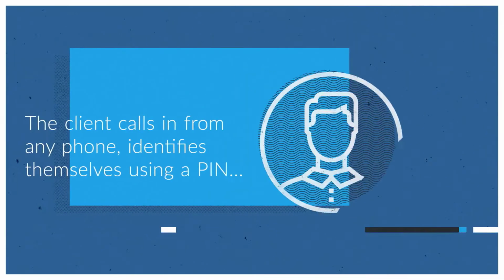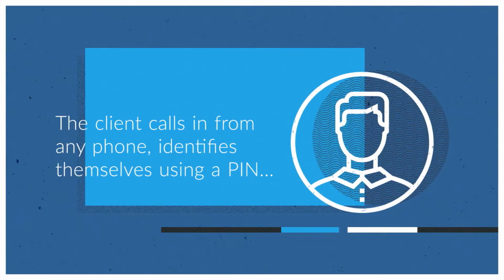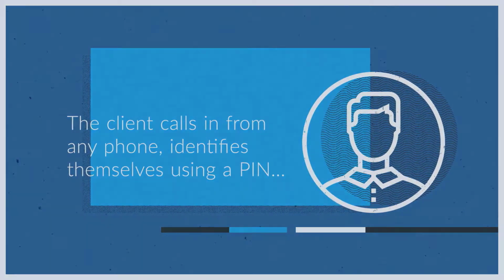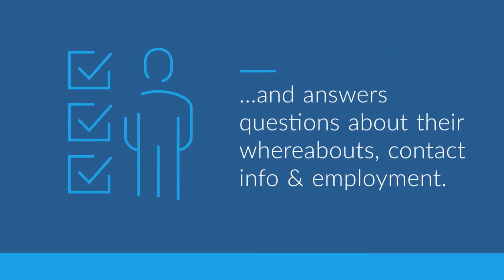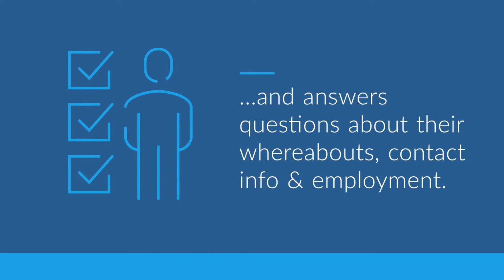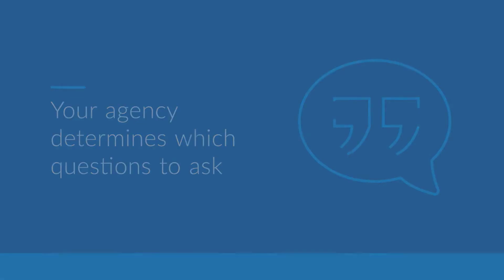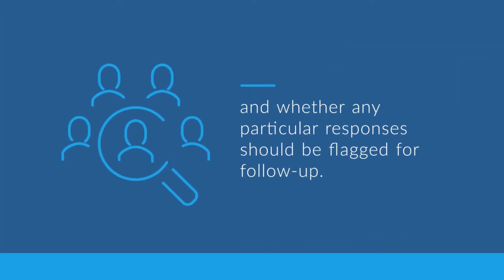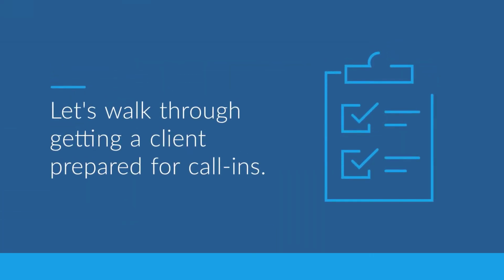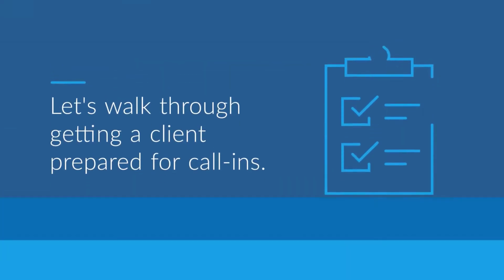The client calls the automated system from any phone, identifies themselves using a PIN, and then answers a series of questions to confirm their whereabouts, current contact info, and employment status. Your agency determines which questions to ask and whether any particular responses should be flagged for follow-up. More on that later. Let's walk through getting a client prepared for call-ins.